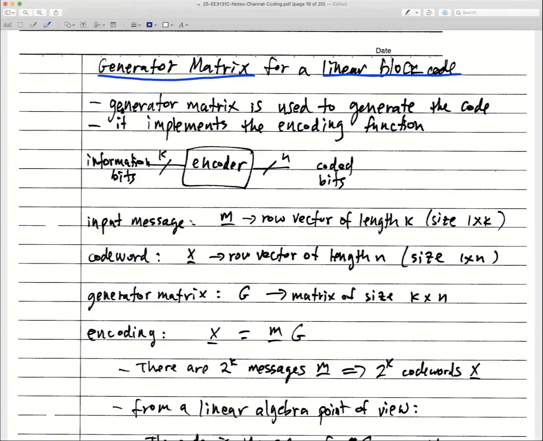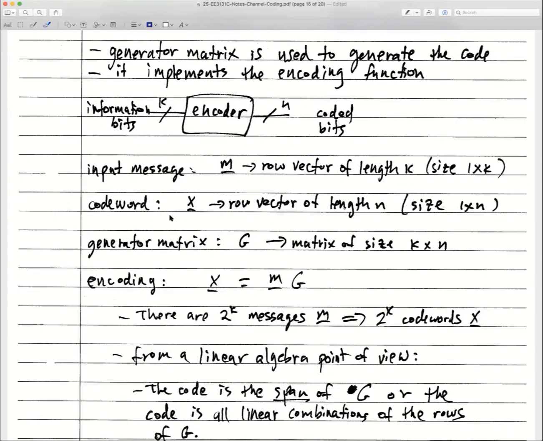The generator matrix is used to generate the code. It implements the encoding function. So we have the same exact encoding function as before, k bits in, n bits out, okay? And we're going to do some matrix multiplication now. So I'm going to call my input message M, and by the way, this underbar here means it's a vector.